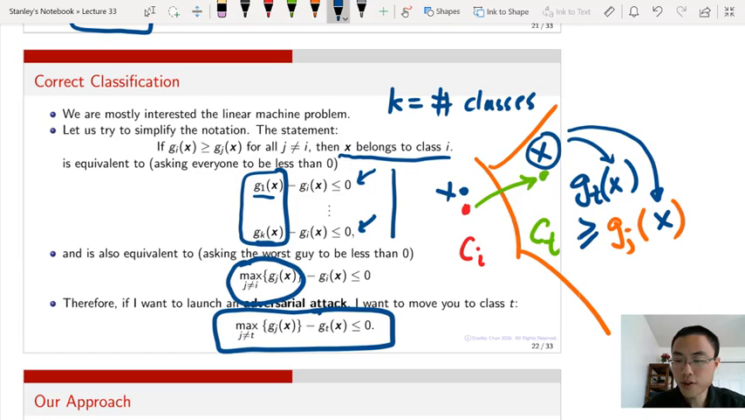This G_t has to be bigger than G_j(x) and any other j's. Therefore, I want to have max of G_j minus G_t to be less than or equal to 0. So this tells you a very important constraint about the adversarial attack. If you want your attack to be successful, you do want to ensure that this equation holds. For otherwise, how can you guarantee that you will move from your x0, your class i, to class t? That cannot be guaranteed unless this equation holds. So remember this equation. We're going to use this equation over and over again for the discussions that come afterwards.